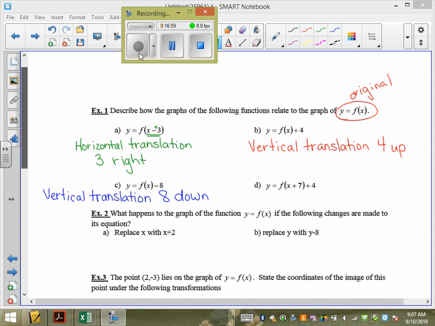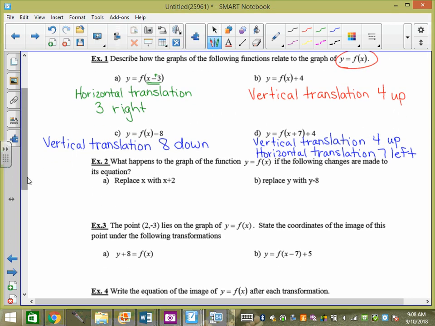Okay. This one, I'm going to do vertical first. I always just do verticals first. Vertical translation 4 up. Horizontal translation what? 7 left, because it has to be a negative, right? In order to make that positive, so it's actually to the left.